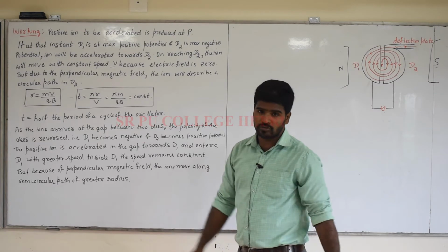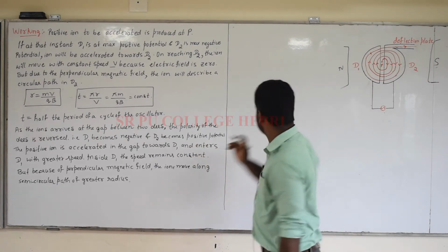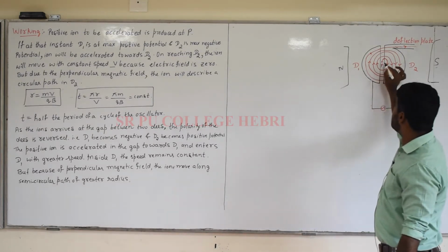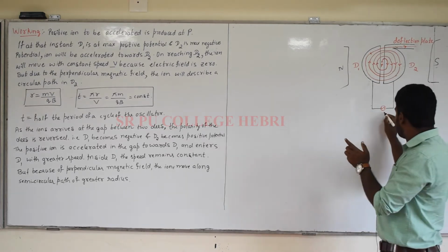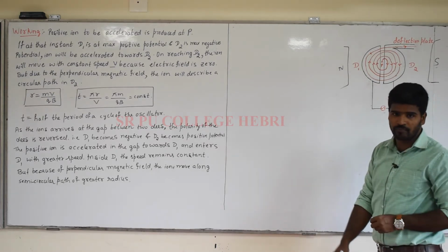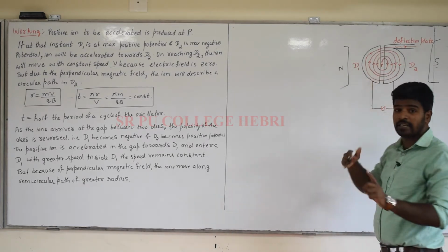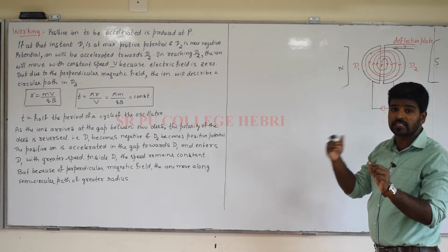The positive ions are placed in the gap between the two Ds. Here the positive ions are placed in the gap between the two Ds. We now apply the high frequency oscillator. That is the reason why an electric field is produced in the gap between the two Ds. Because of this electric field the positive ions are accelerated.